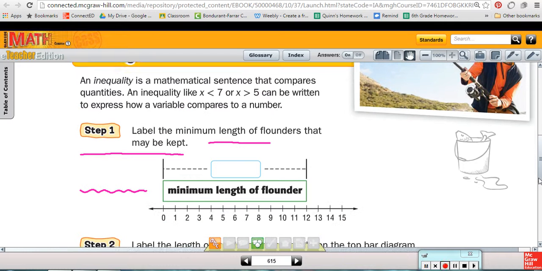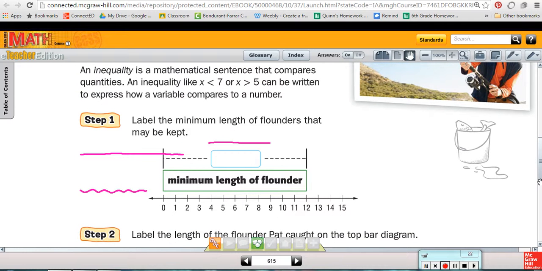So it says an inequality is a mathematical sentence that compares quantities. We've had mathematical sentences before. What do we call a mathematical sentence before? An equation. So the only difference now is that before, in an equation, the two sides of the equation were equal. In an inequality, they're not necessarily equal. It's a comparison of those two quantities. So an inequality could be something like x is less than 7, or x is greater than 5, written to show how a variable compares to a number.